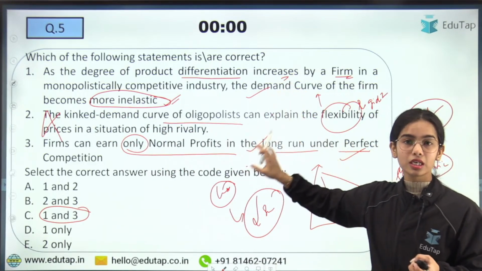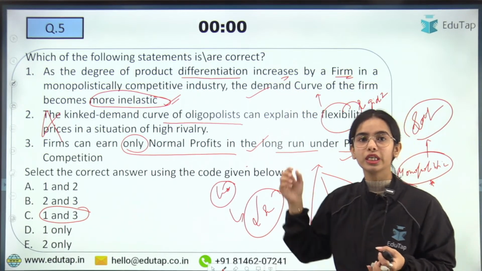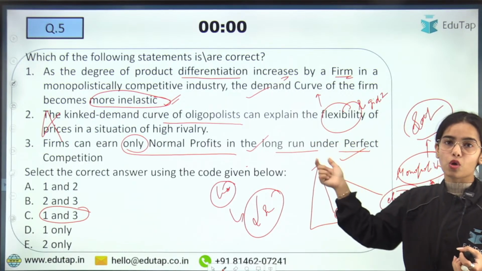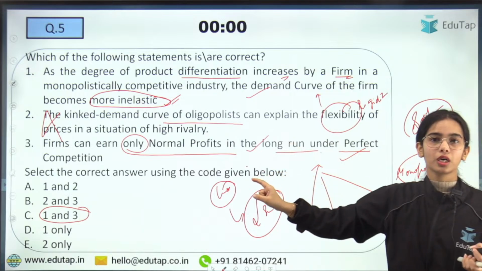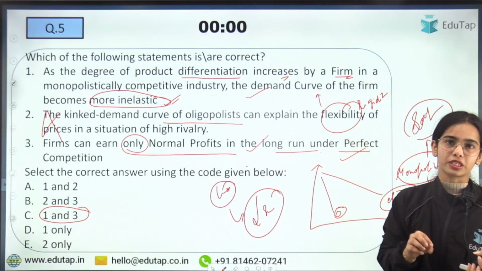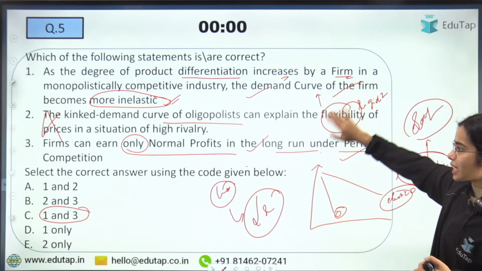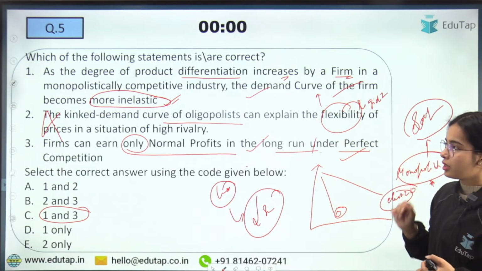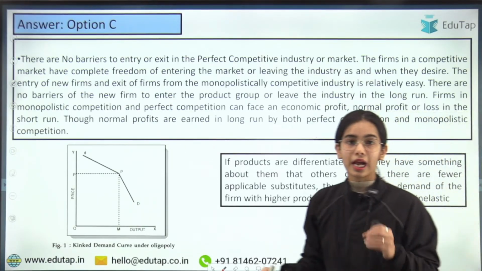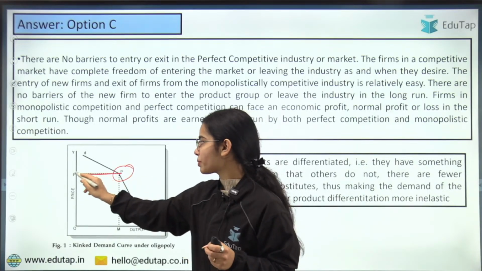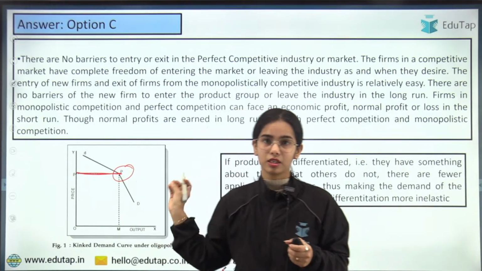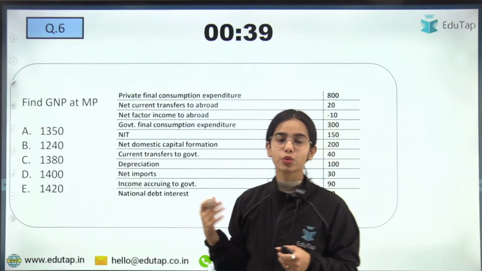The first and third statements are correct, that the firms can only earn normal profits in the long run under perfect competition. So this statement is correct for perfect competition as well as for monopolistic competition also. So first and third are correct, okay? So here the C is the right answer, and in the kinked demand curve that is present in the oligopoly, the price is rigid, the price is determined at the kinked point, okay? Now coming to the next question.